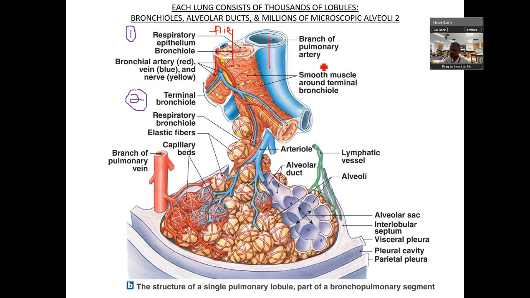This is blood. And where is the pulmonary artery coming from? It's coming from, let's do that properly, the right ventricle. Think about it. The pulmonary branch, so from the right ventricle, it's deoxygenated blood. So this is all deoxygenated blood, and it's perfused.